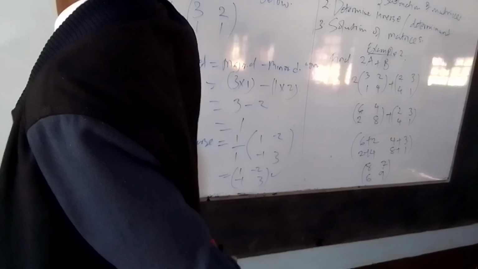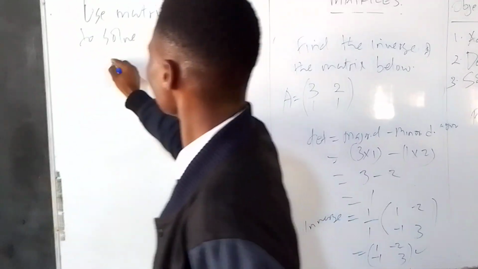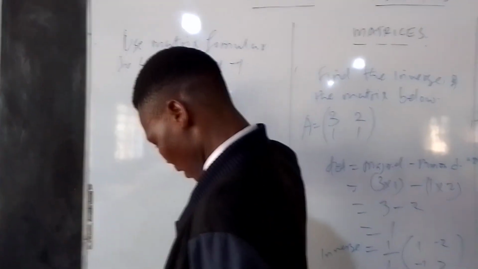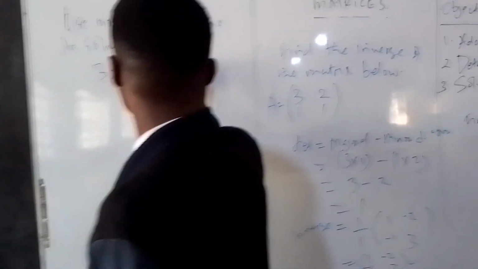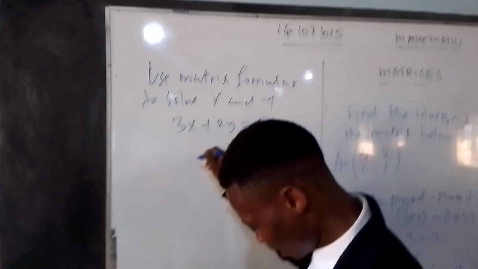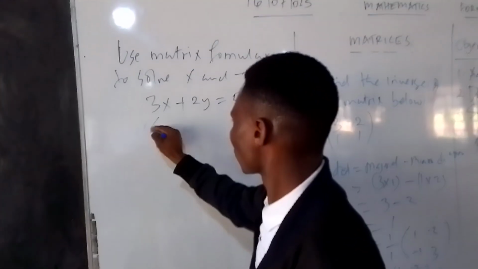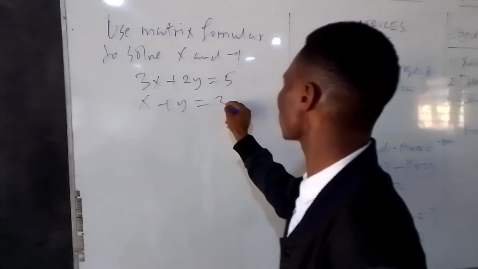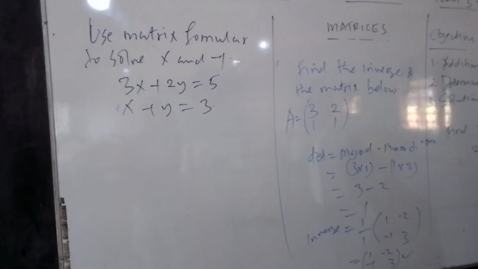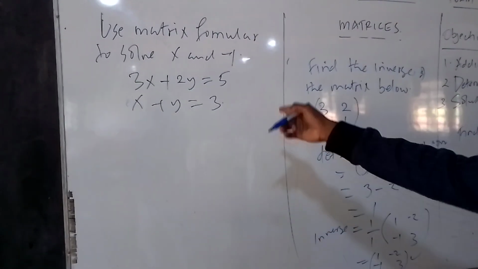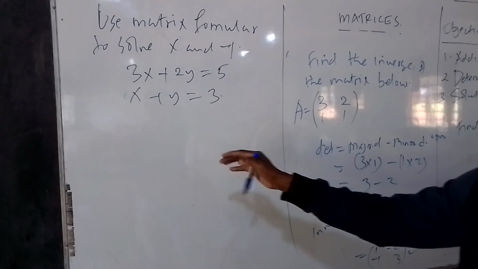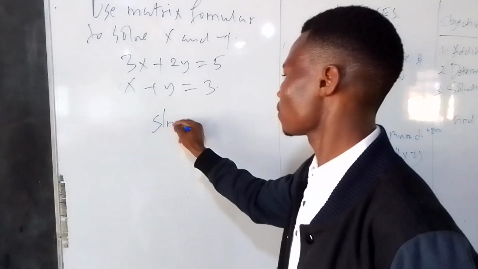x and y. Now we have the equations here: 3x plus 2y is equals to 5. Then we also have x plus y is equals to 3. These are the two equations we have. Then you are told, use matrix formula to solve the two. Number one, now let us solve it.